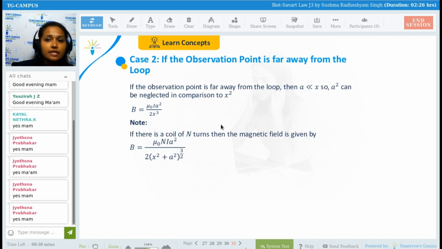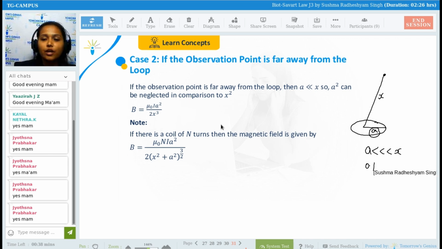See, in a similar manner, when we are taking an observation, there are two conditions. One, this is a circular loop which has a radius a, and another, the point x, which is present at a far distance. a means your circular loop radius, and x is the distance from where you want to find the magnetic field. If a is very small compared to x, let's say your radius is 0.1 and your distance is something like 1 meter, so it is very large.